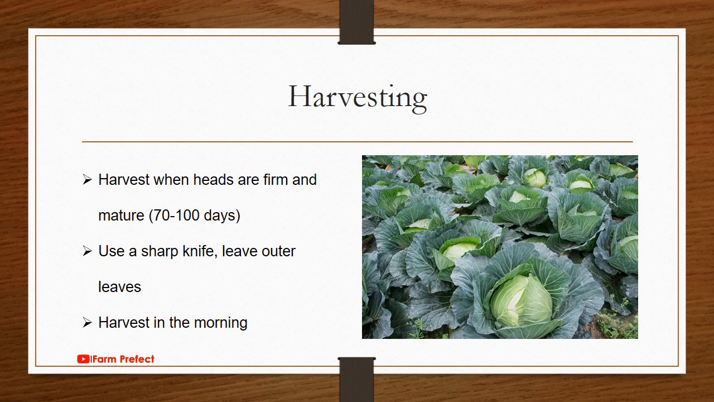Harvesting. Harvest when heads are firm and mature. Cabbage should be mature for harvesting between 70 to 100 days. Then you use a sharp knife for the harvesting.